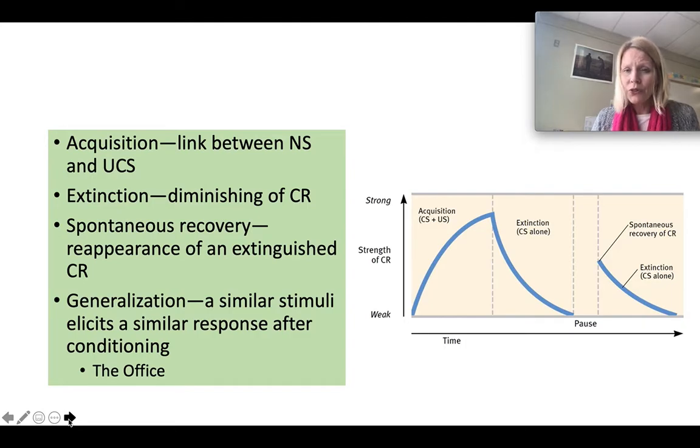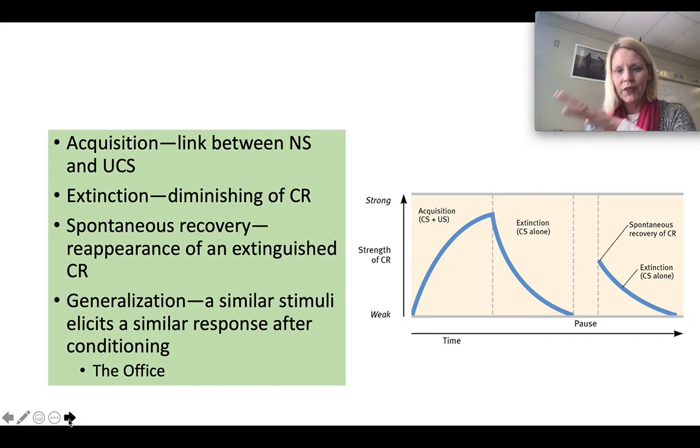Extinction is, well, think about what the word extinction means, right? It's going away. That's the diminishing of the conditioned response. So remember, the conditioned response is when they start salivating when they don't even have the food, right? They don't even have to have the food in order to start drooling. Extinction is when eventually that's going to go away. It's eventually going to die out if they keep hearing this bell but never keep getting the food. For a while it's going to work.